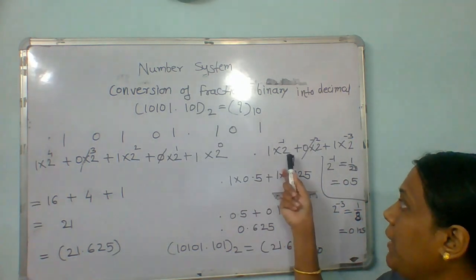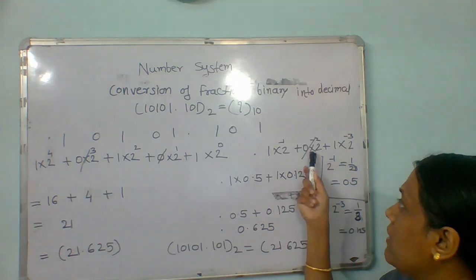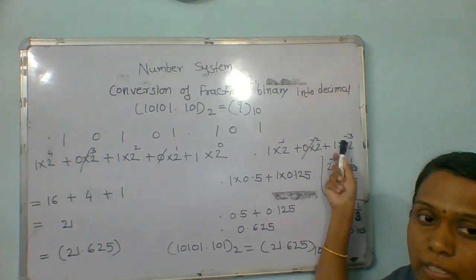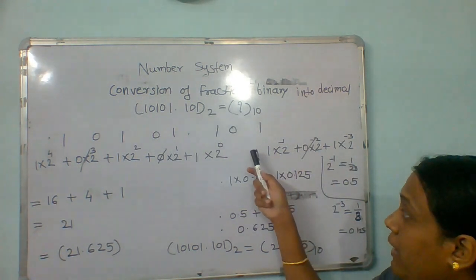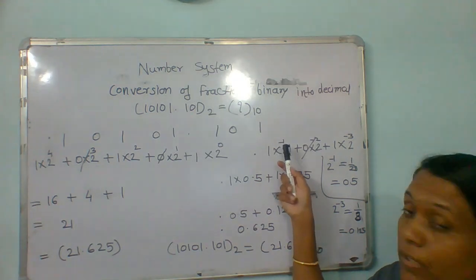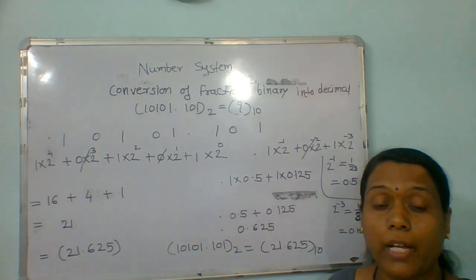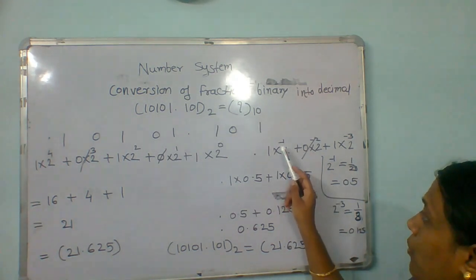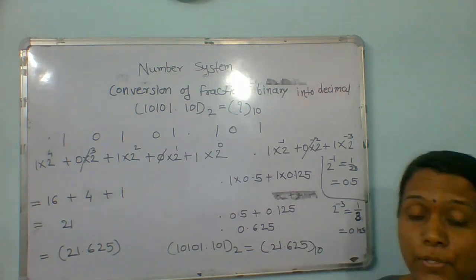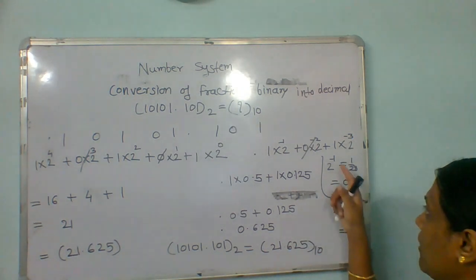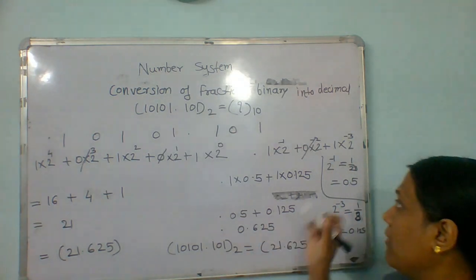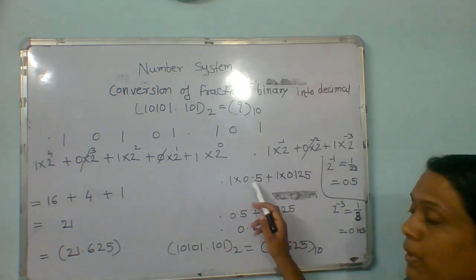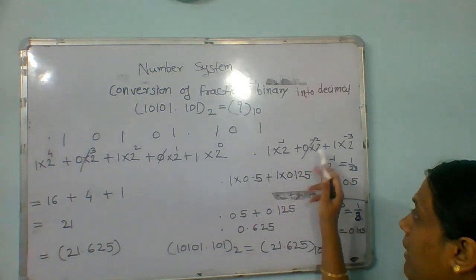So for this, 1 into 2 raised to minus 1 plus 0 into 2 raised to minus 2 plus 1 into 2 raised to minus 3. So we start giving the power from left hand side starting with the 1 with the minus sign. Now the same way we have to perform the operations. First we see 2 raised to minus 1. First we convert that number into the positive, so it becomes 1 by 2, and 1 by 2 becomes 0.5. So 1 into 0.5 plus 0 into 2 raised to minus 2, which becomes 0.